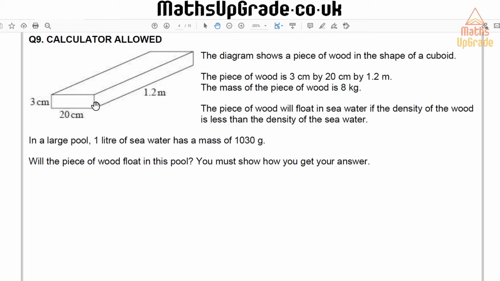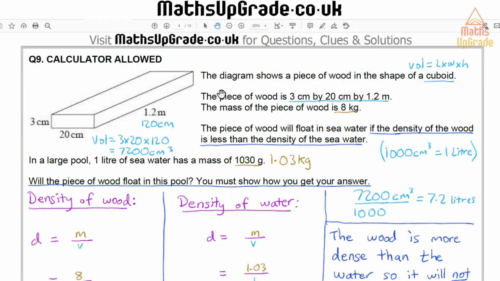Okay, and also I'm going to ensure that I use consistent units all the way through. So I'm going to convert this into centimeters. Then I'm going to find the volume of this piece of wood, find the density of the wood, find the density of the water, and then compare them to see if the piece of wood will float. So let's do that now.